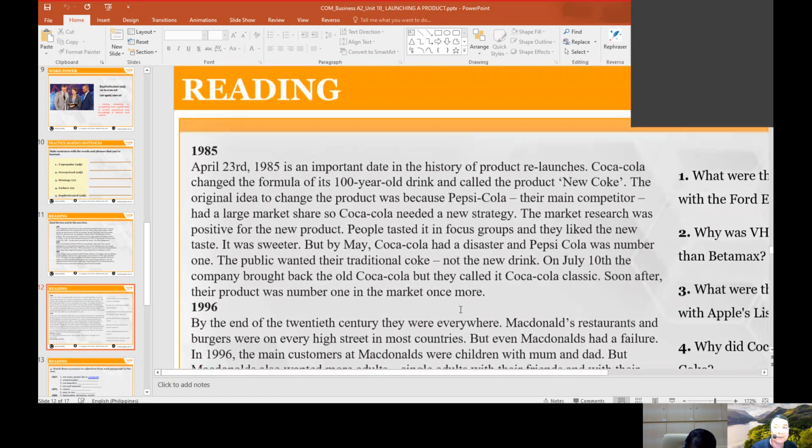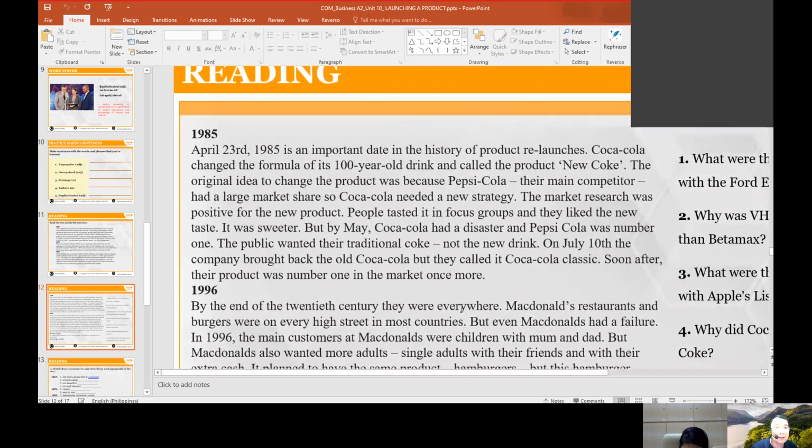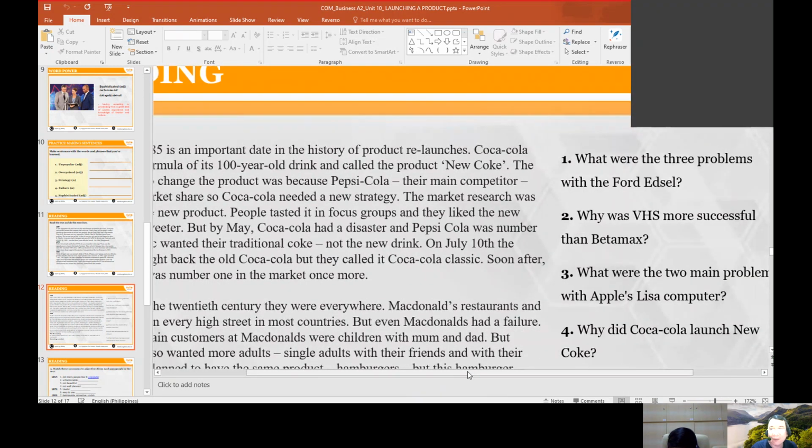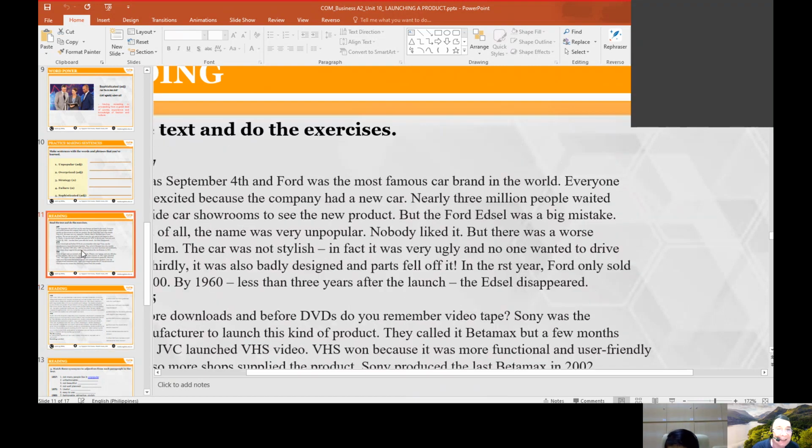this one. So another one. So in the year 1985, oh, let's try to answer first this one. The question number one. What were the three problems with the Ford Edsel? What was their problem?